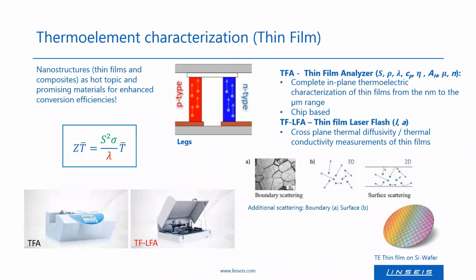Additionally, there's the TFA, the thin film analyzer, here on the left, which is the world's only integrated system which allows a comprehensive characterization of thin films in the plane. It can measure the Seebeck coefficient, the electrical conductivity, or in more detail, the electrical resistivity, the thermal conductivity, the specific heat capacity, and the Hall constant of nanometer to micrometer thin films. So this means with the TFA, one can make a full analysis of the thermoelectric properties of a thin film.